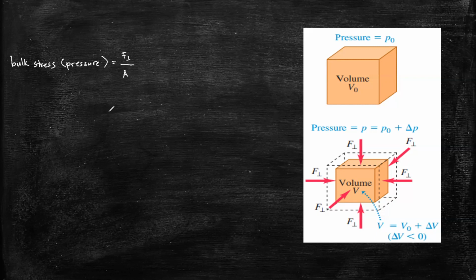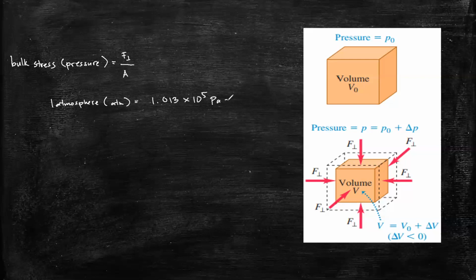It is also common to use the atmosphere as a unit. One atmosphere, whose symbol is ATM, is equal to 1.013 times 10 raised to 5 Pascal, or in English units, 14.7 pounds per square inch, or PSI. So pressure plays the role of stress in a volume deformation.